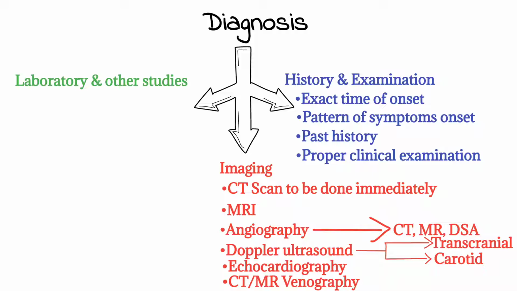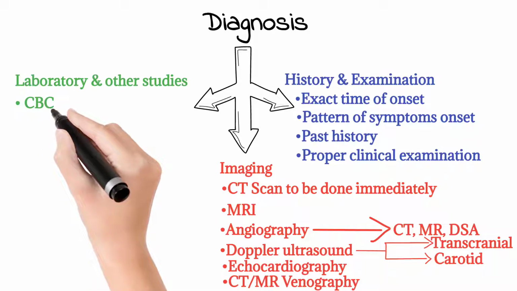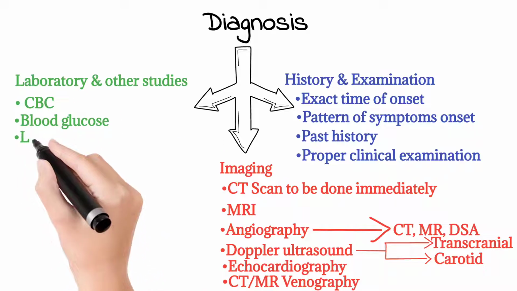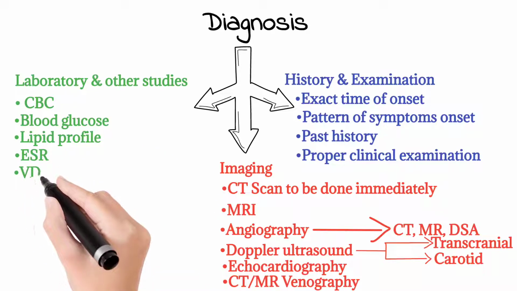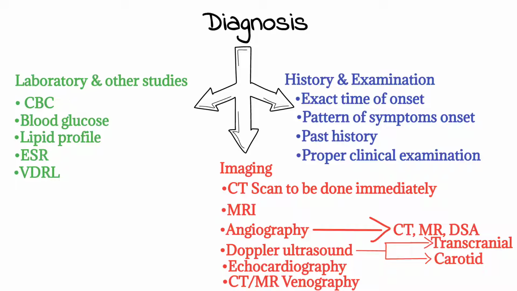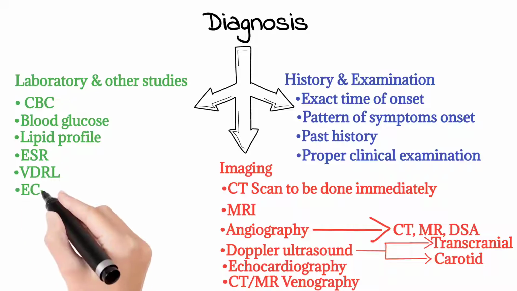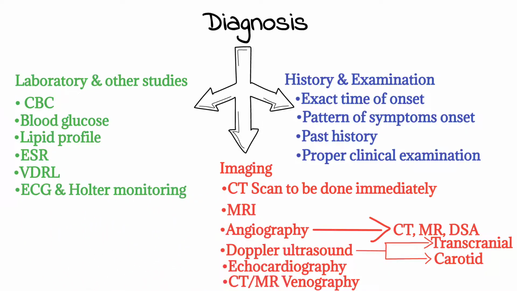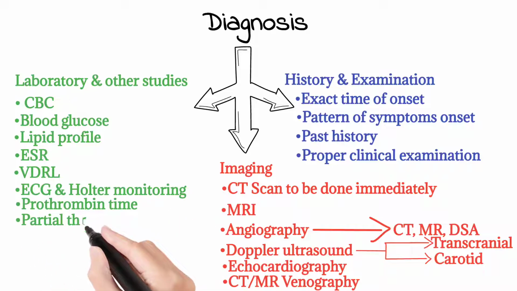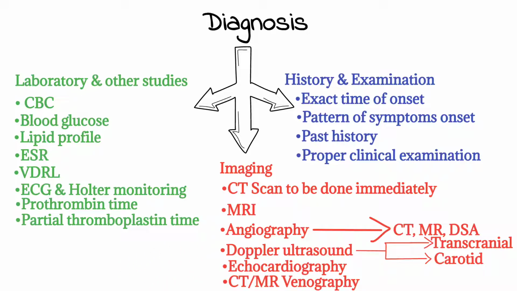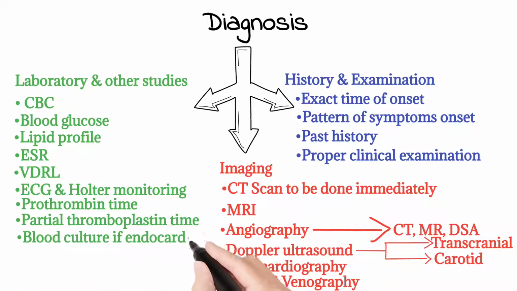Then next is laboratory workup and other studies. Here some important tests are complete blood count, blood glucose, lipid profile, ESR, then VDRL can be done for neurosyphilis, then ECG and Holter monitoring to rule out cardiac arrhythmias, prothrombin time and partial thromboplastin time to rule out coagulation disorders, and then last but not least, blood culture should be done if endocarditis is suspected.